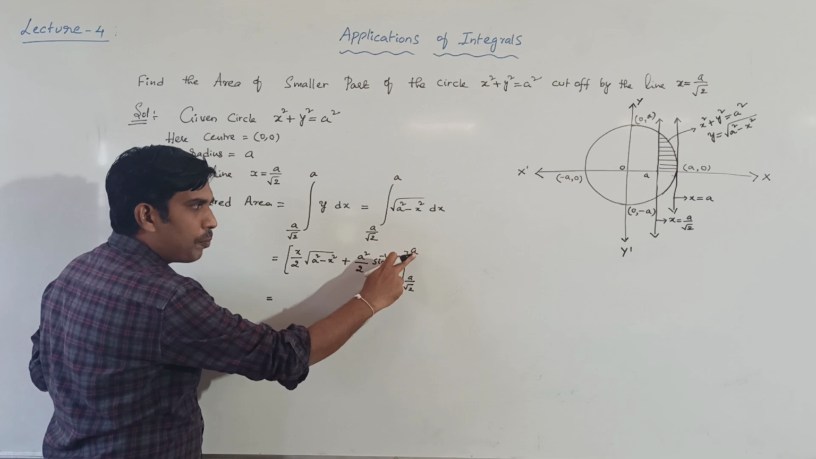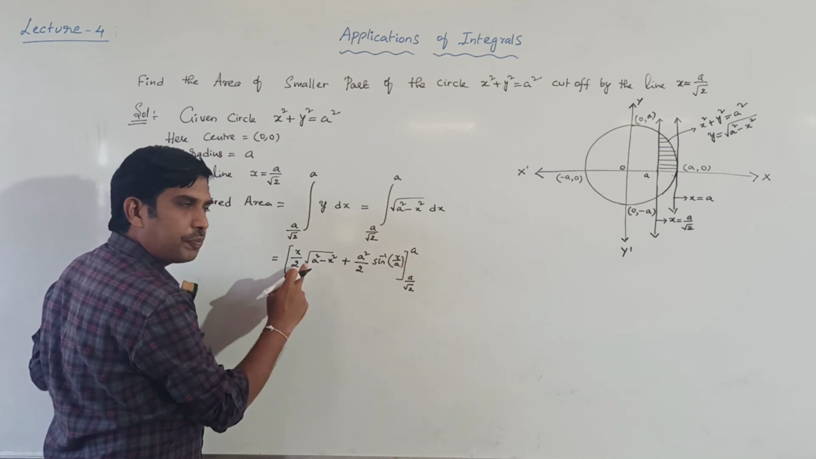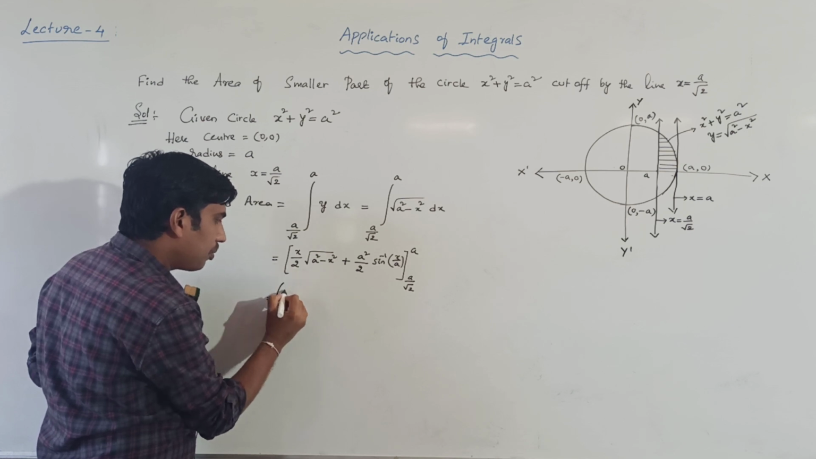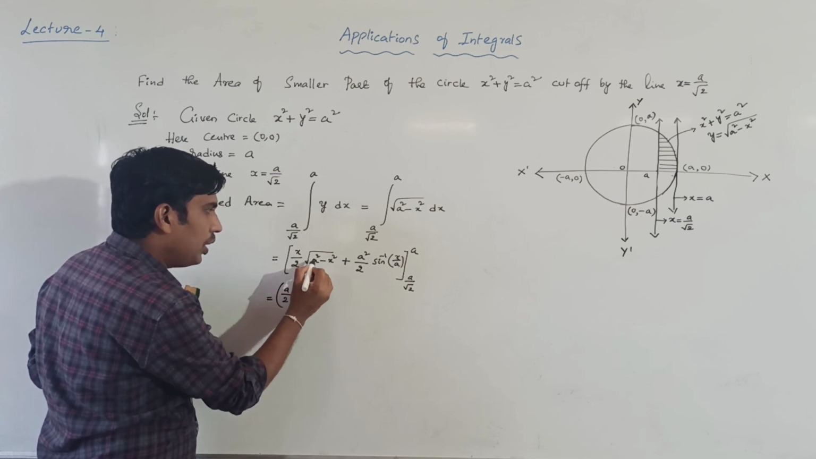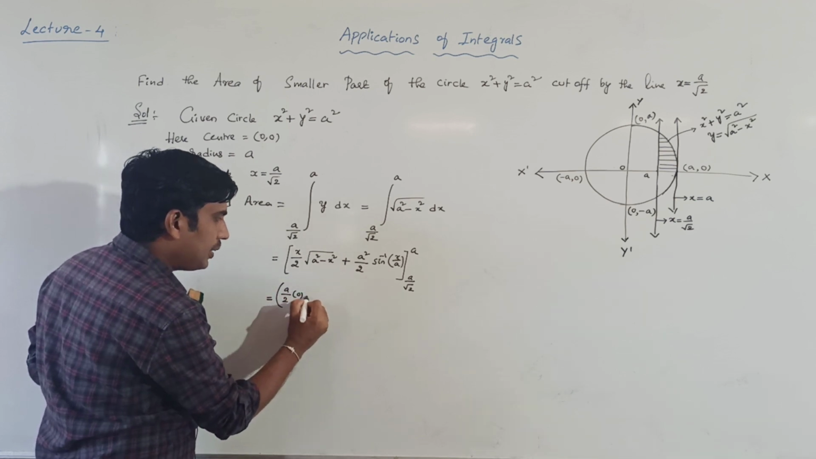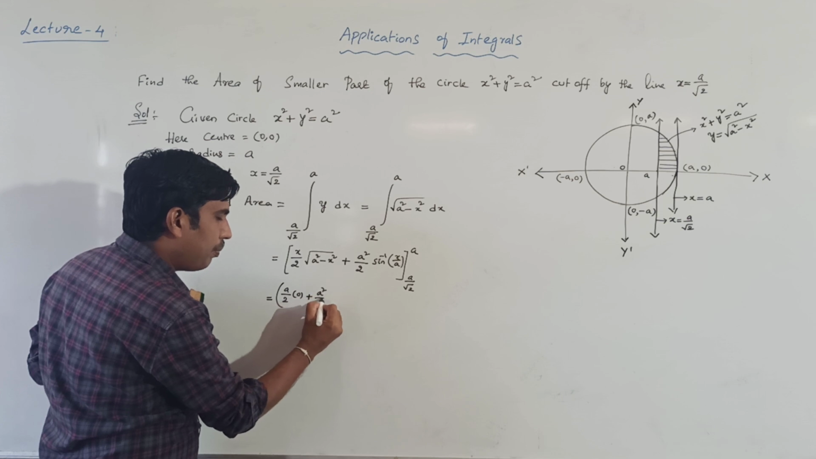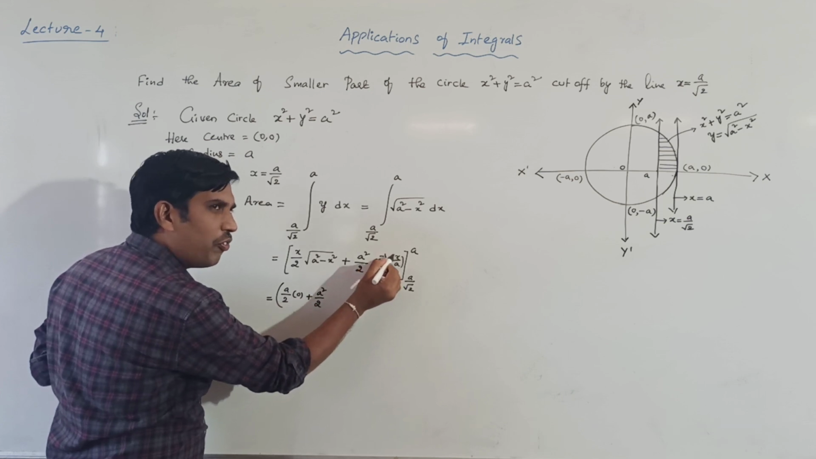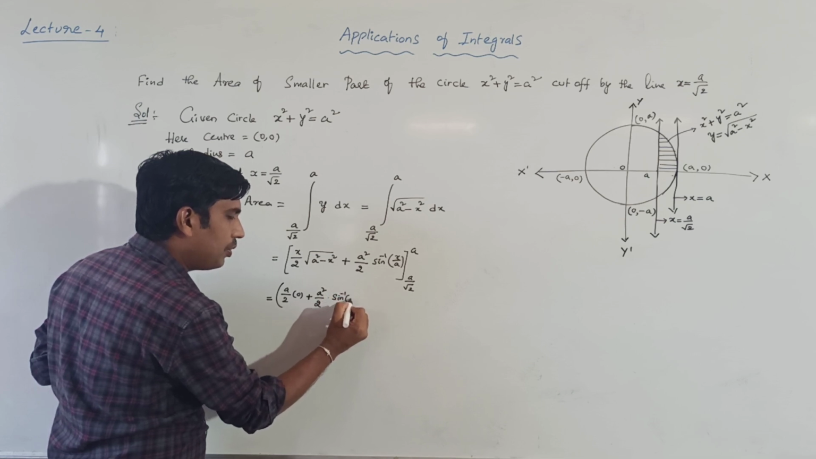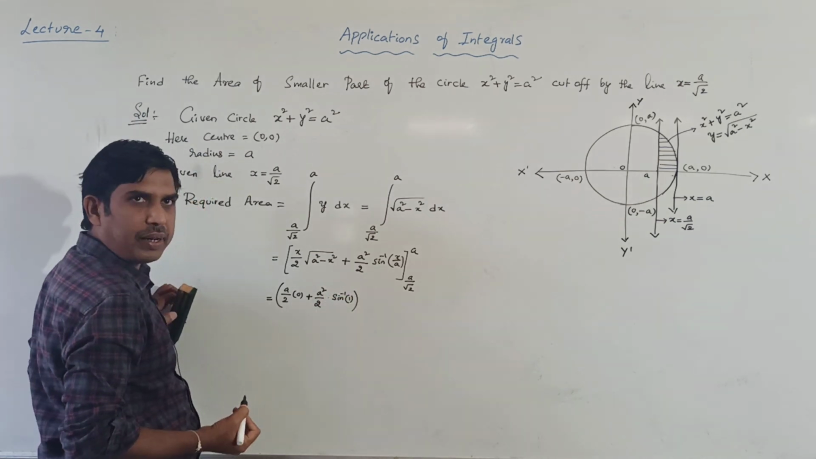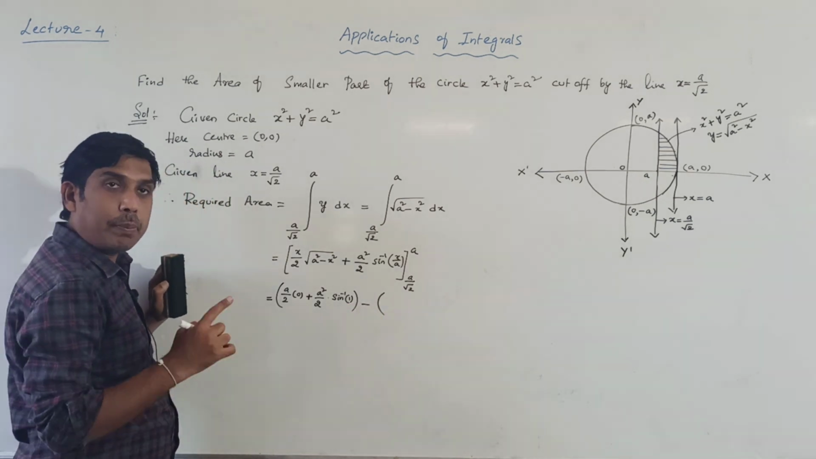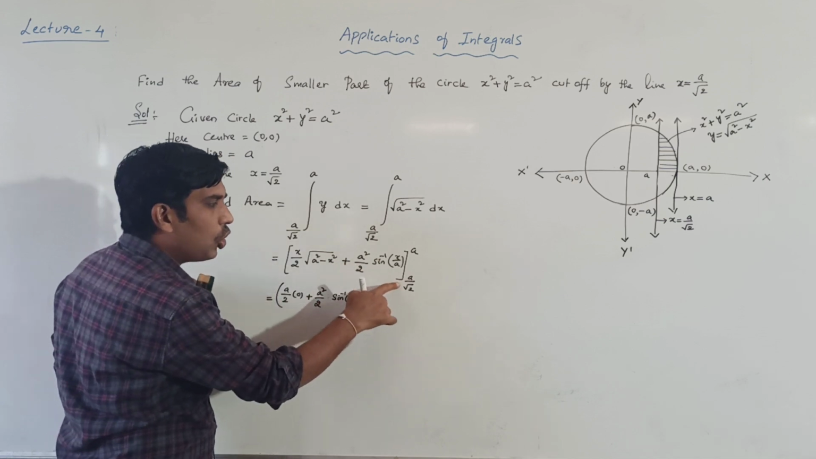First the upper limit. In the place of x, substitute a. We will get a by 2 root over a square minus a square, which is 0, plus a square by 2 sin inverse of a by a, nothing but sin inverse of 1. This is the upper limit. Minus the lower limit, we have to substitute. This is important, you may get confused.